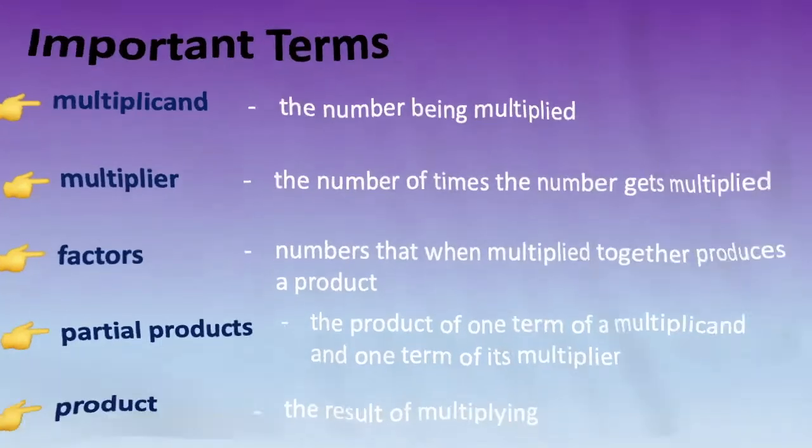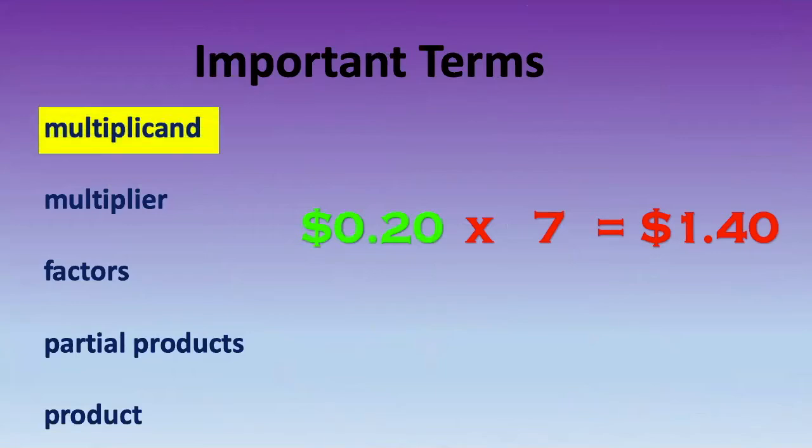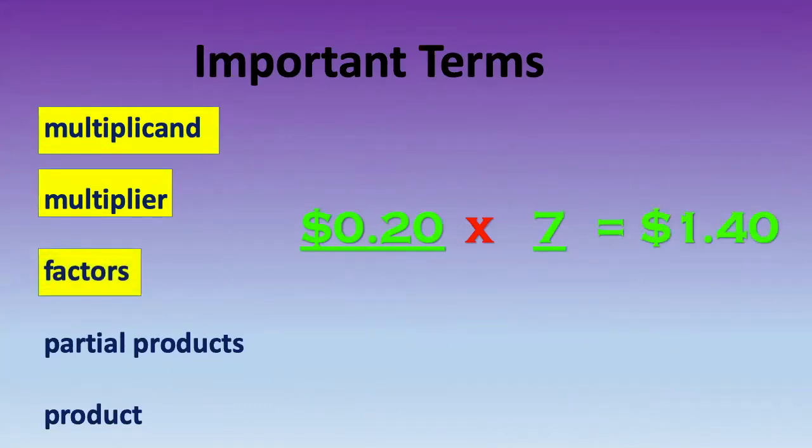Let's look closer at our important terms. Look at the example presented. 20 cents times 7 is equal to $1.40. In this example, 20 cents is our multiplicand. 7 is our multiplier. Both numbers are our factors. And $1.40 is our product.